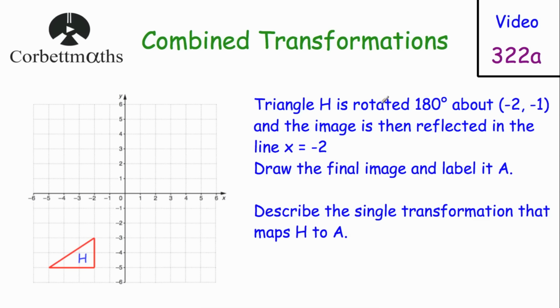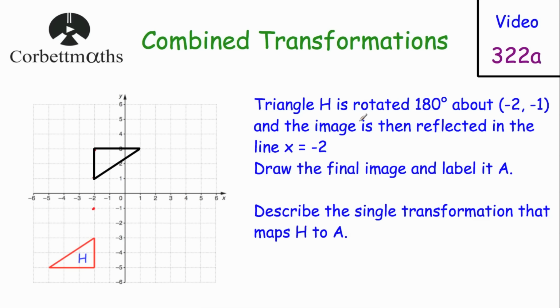Okay, so let's start off by looking at our triangle, and we're going to rotate it 180 degrees about (-2, -1). So (-2, -1) is here. And we're going to rotate this triangle 180 degrees about that point, using that as the centre of rotation. So put the tracing paper over the top, mark on the centre of rotation, put the pencil on the centre of rotation, and rotate it 180 degrees. And then we move to here after you do that rotation.